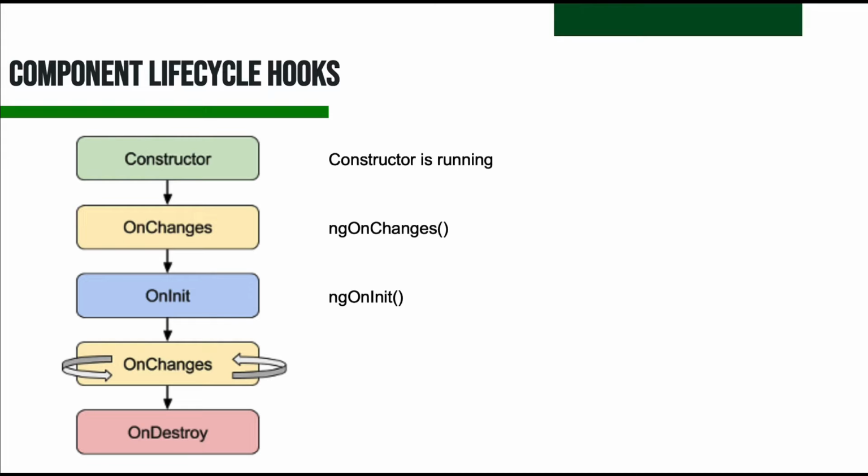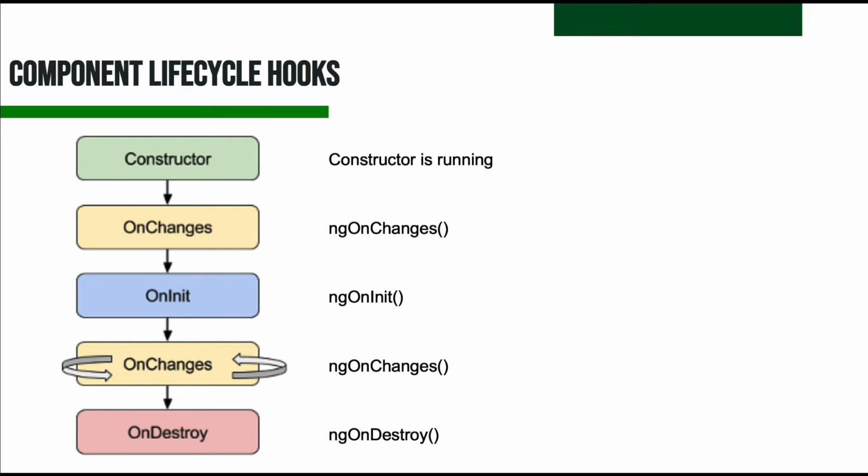Then we have the ngOnChanges. This hook is called when one or more of the component's input properties have changed. It receives an object containing the previous and the current values of the input properties. So the ngOnChanges hook will always listen to any change that happens to any input property of your component.